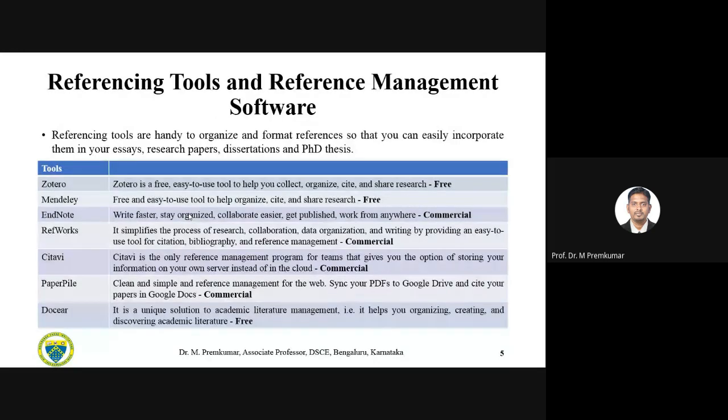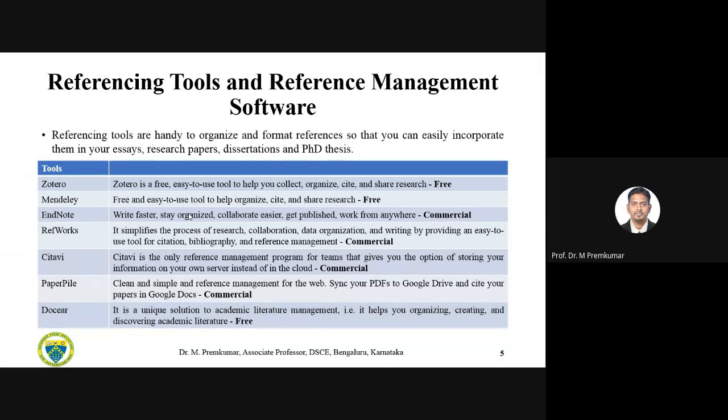Then the next one, this is my major focus area, the referencing tools and reference management softwares. When we write a research paper or research proposals, the main problem we are facing is the reference management. Suppose you write any kind of review paper, you may handle a minimum of about 150 to 200 reference papers to write your review paper.